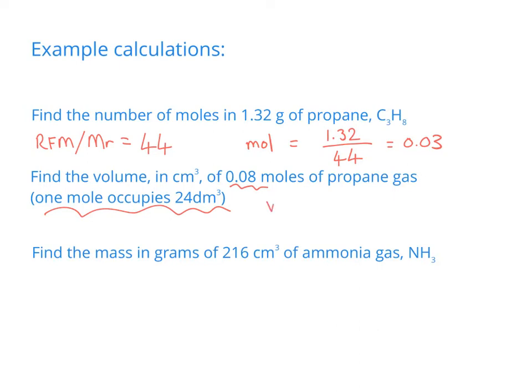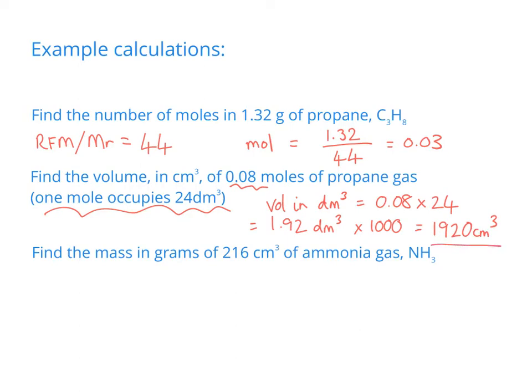So my volume, and this is in decimetre cubed, equals 0.08 times 24, and that equals 1.92 decimetre cubed. But the question is asking me to do it in centimetre cubed, so I'm going to then times by 1000 to get 1920 centimetre cubed as my answer.